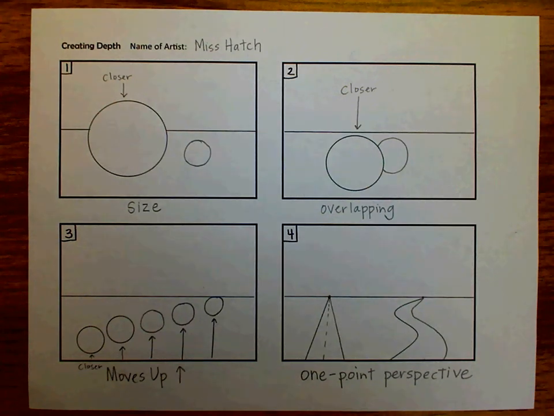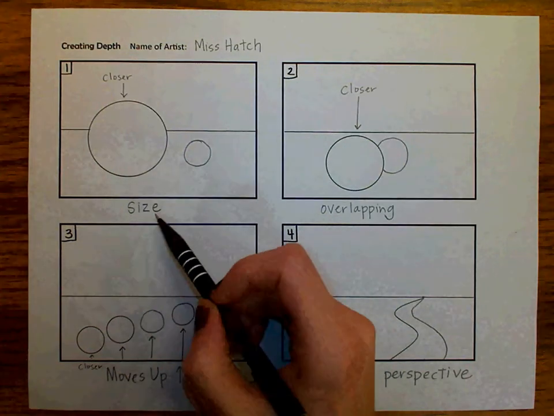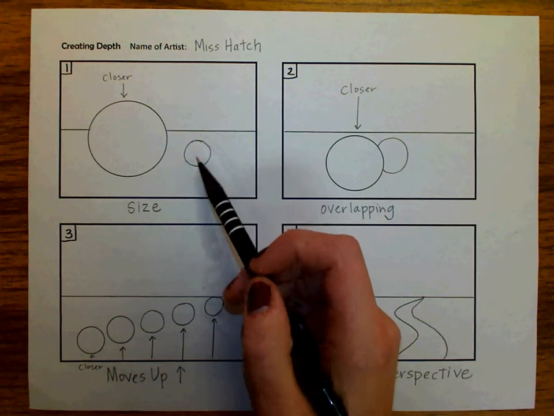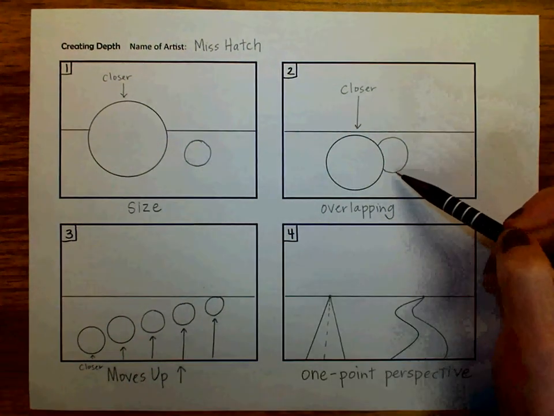In our last lesson, I showed you 4 different tricks that you can use to create depth in your drawings. The first one was size. If you make something smaller, it pushes it back into space. The second one was overlapping.